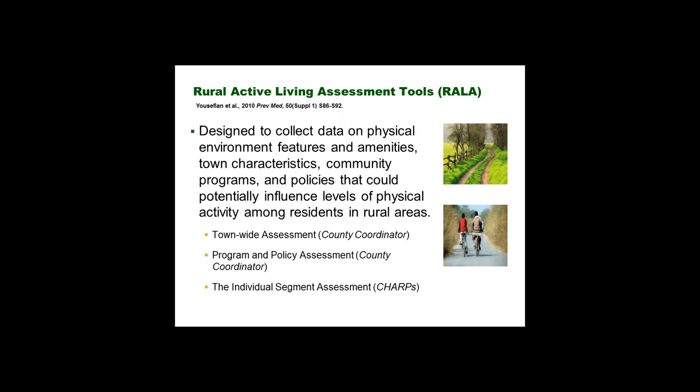We also looked at what was available for physical activity using a specific tool for rural active living. Again, we had our local community folks do a town-wide assessment, do a program and policy assessment, and then look at individual street segments. It's a very short checklist, about 3 pages long, where community members would walk certain streets that we would identify through GIS mapping, and check off: is it walkable, do they have sidewalks, what's the speed limit here? Would you feel comfortable? Do you think it looks pleasing? Would you actually walk here? And give us some information.